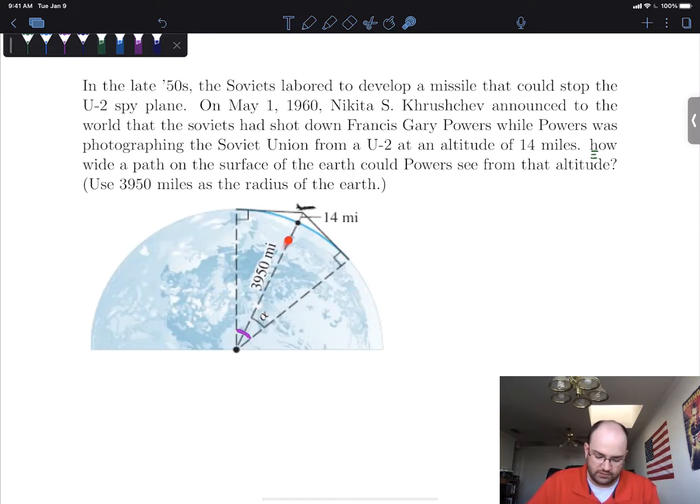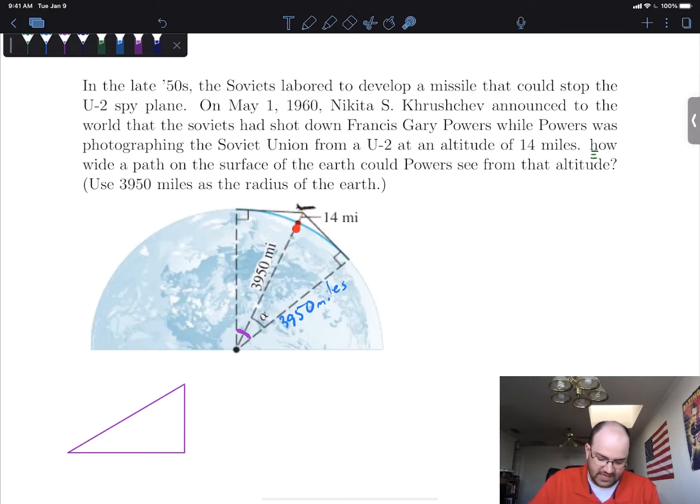Now we know the length here is 350, and he was in the air at 14 miles. Now notice that because this is the radius of the Earth, this is also 3,950 miles. So this actually allows us to draw this figure. Okay, so what I just drew is this right here.